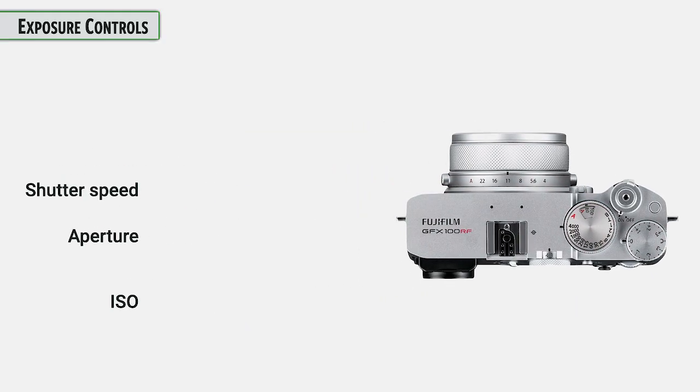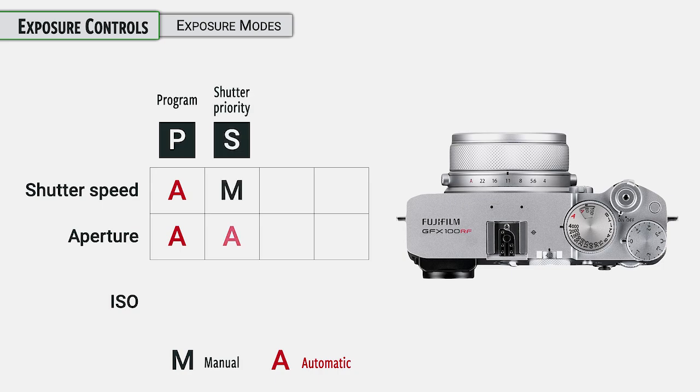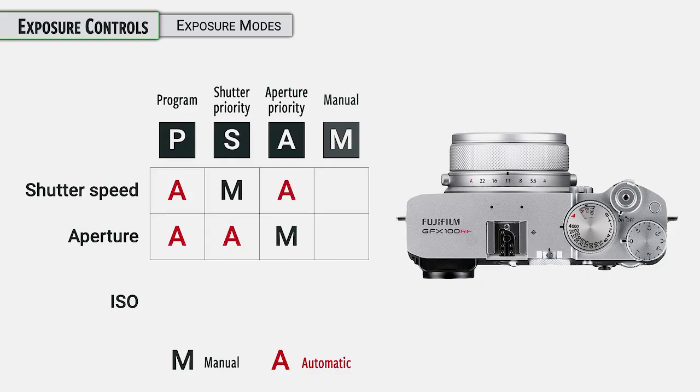We've got our three main components of exposure: shutter speed, aperture, and ISO. We have a program exposure mode option where we have shutter speeds and apertures in automatic. We have shutter priority where you get control of the shutter, camera takes control of the aperture, and then the reverse of that, which is aperture priority. And then of course we have full on manual with that.